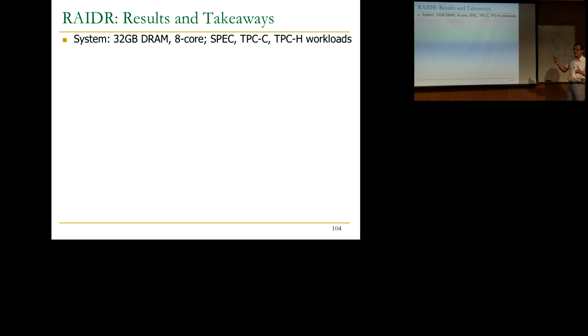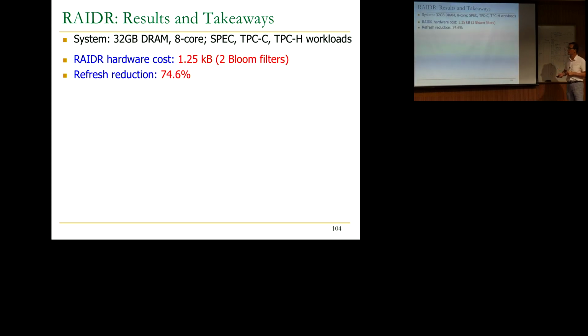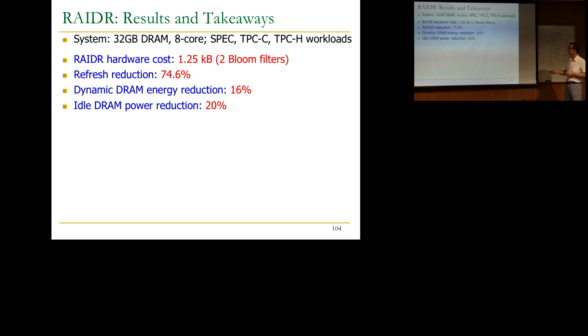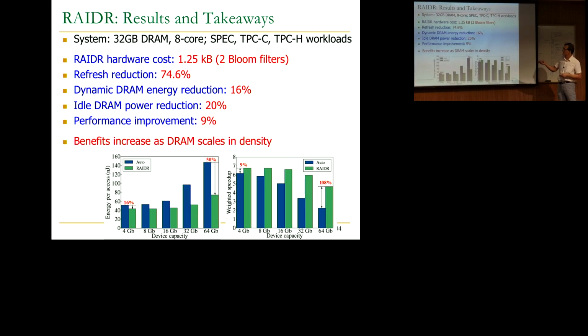Okay, so let's take a look at the results. We simulated this, of course. The hardware cost is relatively small in the memory controller, and the refresh reduction is about 74.6%. It's not exactly 75% because there are some rows that need to be refreshed more often, and there are false positives as well. And actually, the paper describes a design space exploration for the Bloom filter designs for this. We found that dynamic DRAM energy reduction is about 16%, and idle DRAM power reduction is about 20%. And the performance improvement is also significant because you're getting rid of refreshes, which means that you're actually enabling DRAM to be accessed by demand accesses. And benefits actually increase as DRAM scales in density.